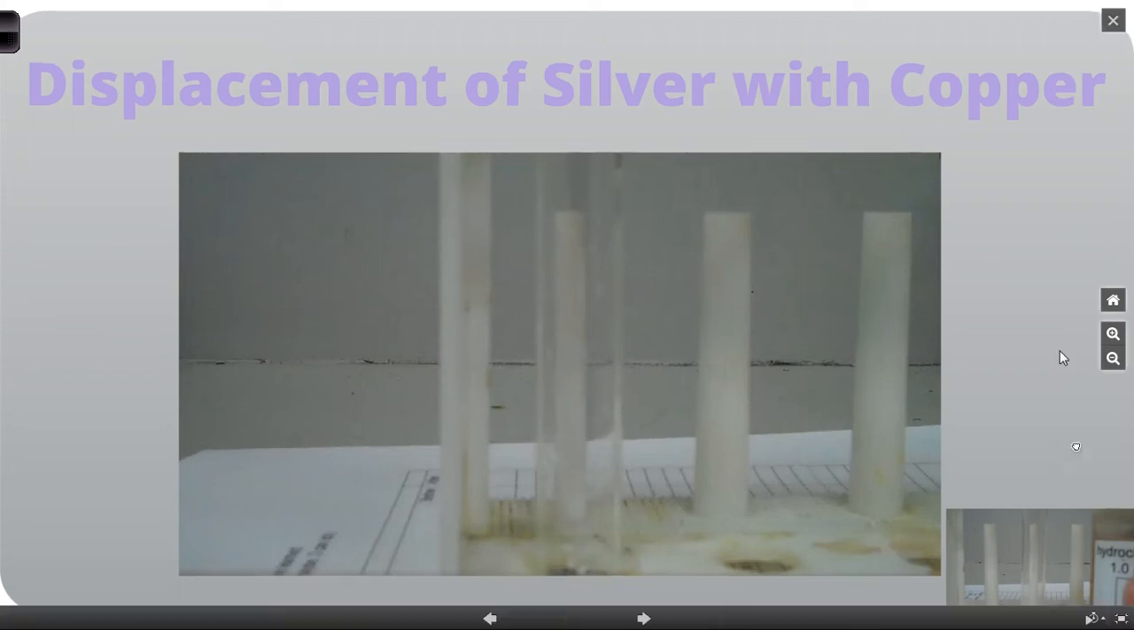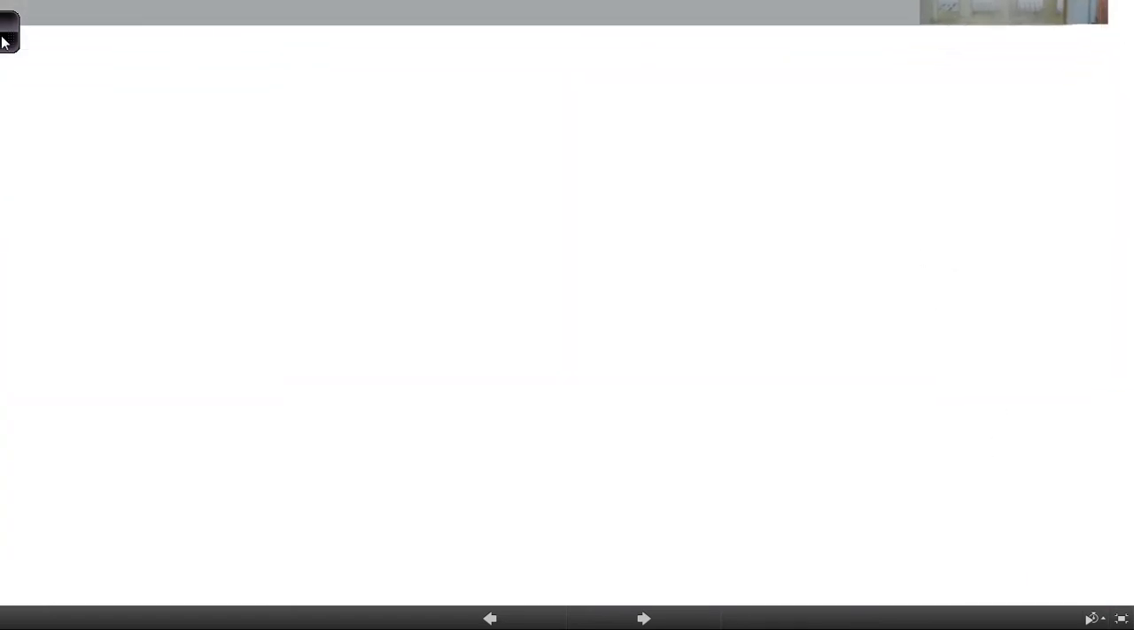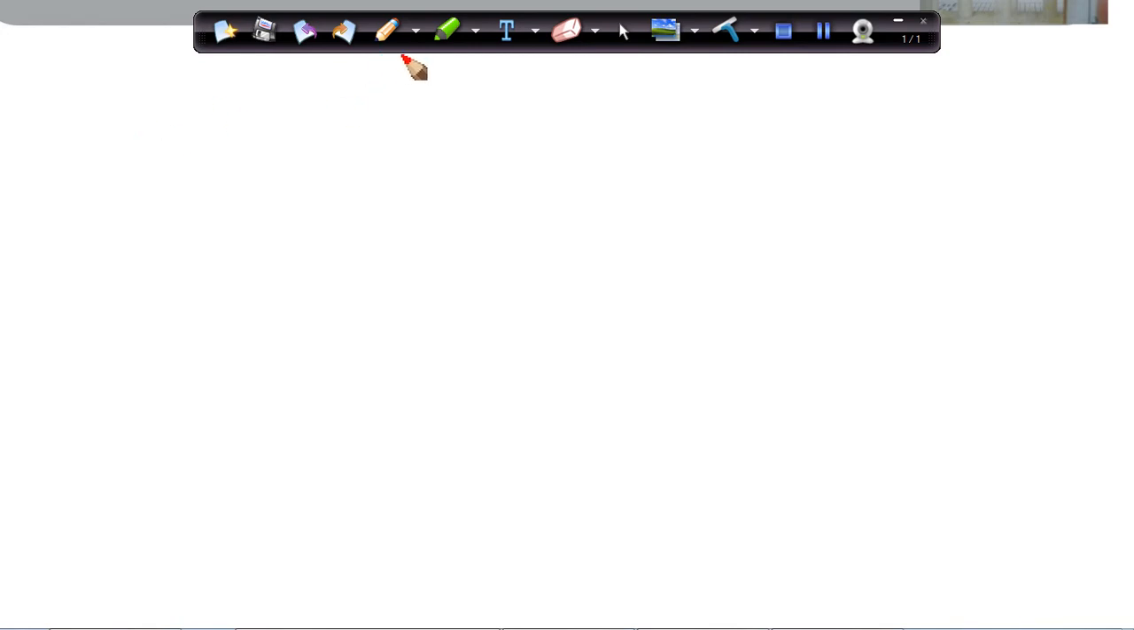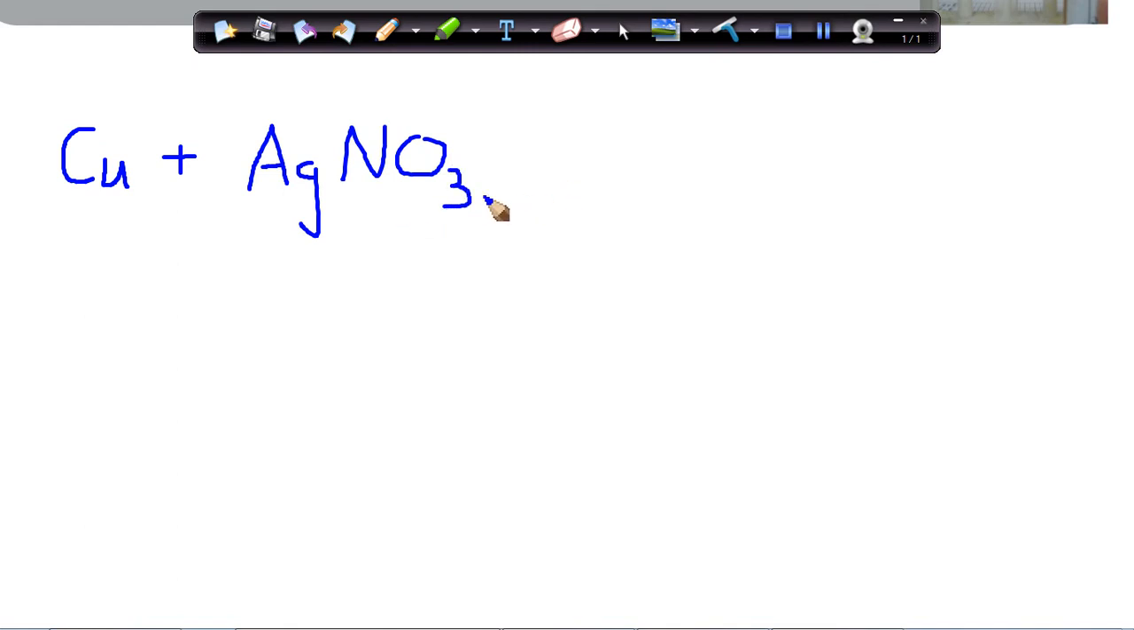But let's write an equation for this one. So in this reaction, we started with some copper, so a piece of copper wire, and we added silver nitrate, AgNO3. Again, if you didn't know the formula for silver nitrate, if you have an ion table handy, look at it. Silver, 1 plus ion, nitrate, NO3, a 1 minus ion. When you put that together, that cancels each other out. It matches perfectly, so we just put AgNO3.